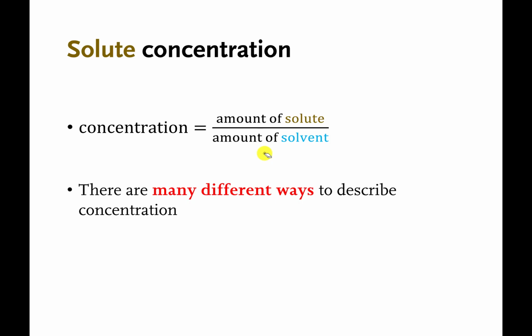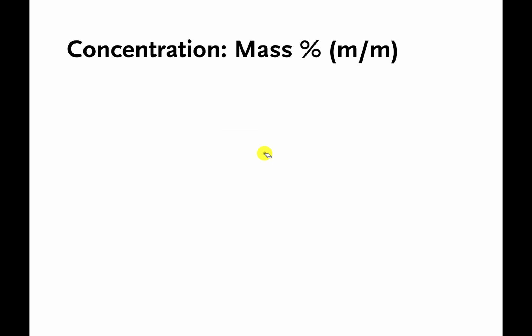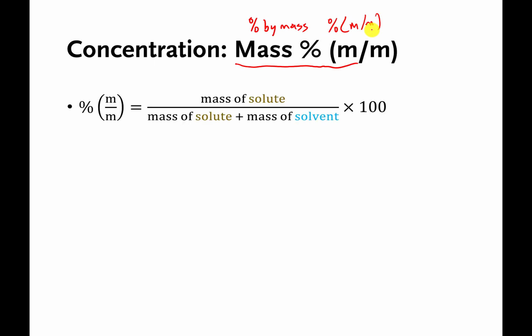Here's the first member of the parade. The first equation we're going to talk about is called mass percent. Sometimes it's called percent by mass. And the units are written as percent parentheses m/m. Here's the equation. Concentration using this method is calculated this way.